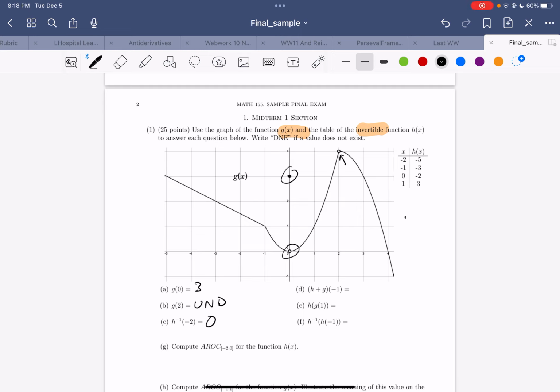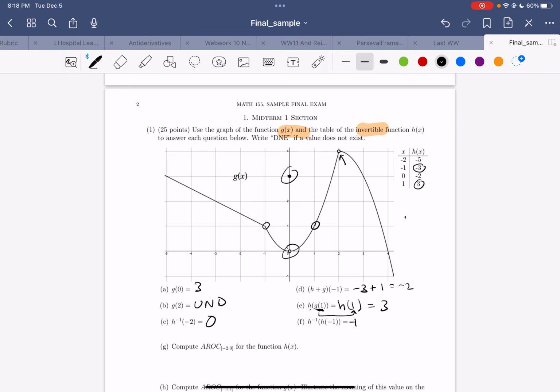All right. h plus g at negative 1. So h of negative 1 is negative 3, and g of negative 1 is positive 1. So we get negative 2. All right, h of g of 1. So first we find g of 1. g of 1 is 1. So this is the same thing as h of 1 because g of 1 is 1. So what is h of 1? Well, we hop over here. h of 1 is 3.